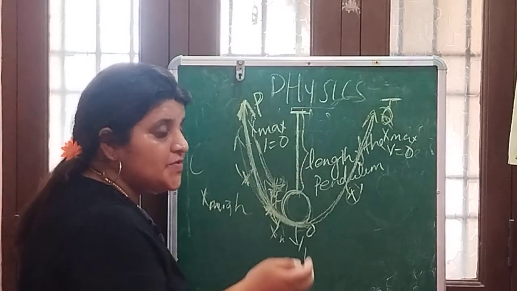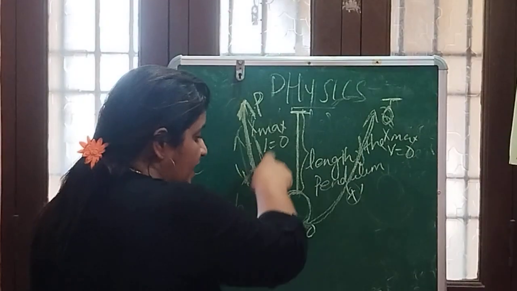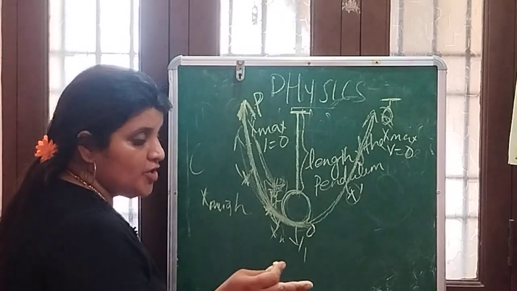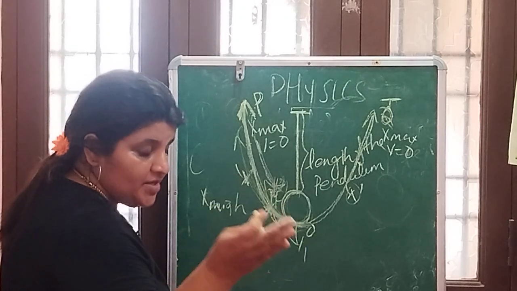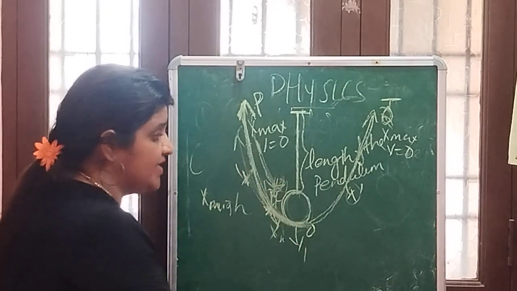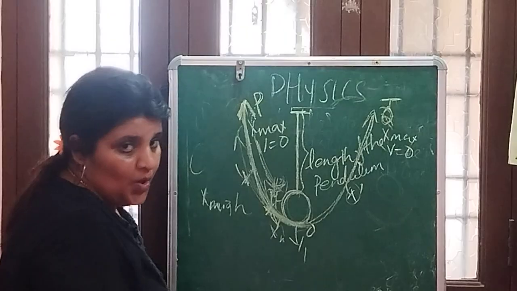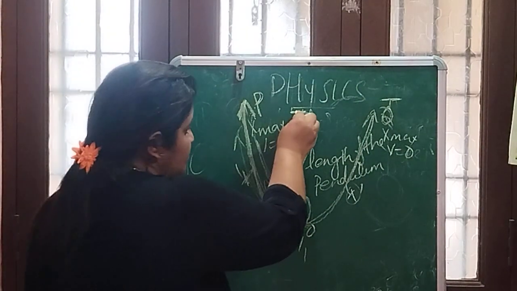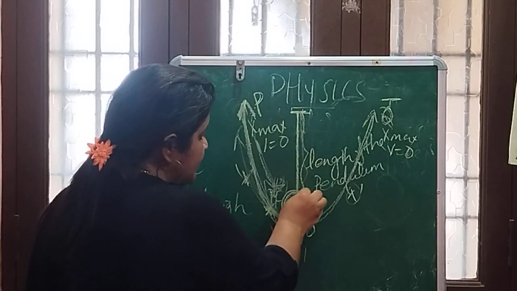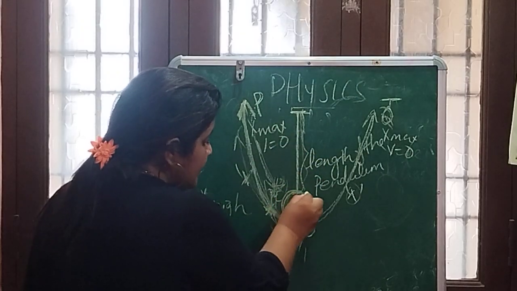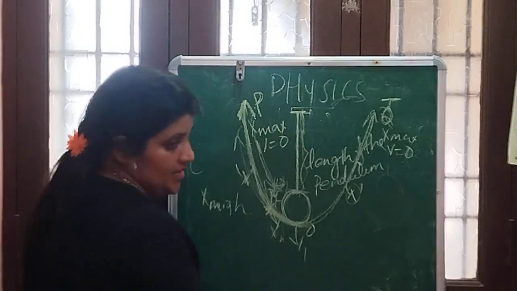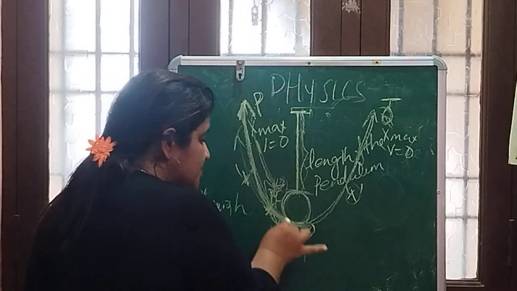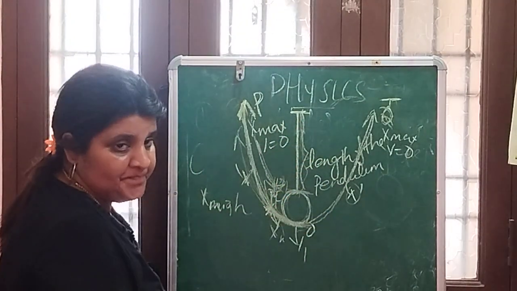So the first property of simple harmonic motion is completely obeyed by the process called oscillation. What is the second property? The second property is the string. This string of length L is always imparting a restoring force on this bob of mass M. The string will always impart a restoring force to this oscillating bob of mass M.